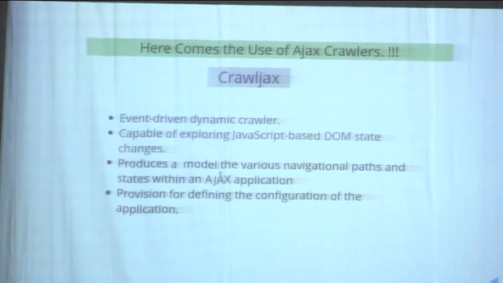which works very well. It's an event-driven dynamic crawler in which click events happen, DOM state changes, it records the events, and it records the state diagram of that particular application. Its capability is that it can explore the JavaScript-based DOM changes, and it produces a model for creating test cases, and it also has provision for defining the configuration of the crawling, like defining the depth, defining the timing of the crawl, and blacklisting some of the divisions and some other features.